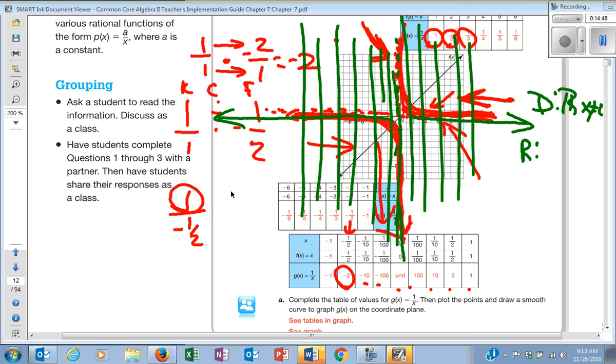And the same with the range. If I look up and down, does this thing ever stop going up? No. Does it ever stop going down? No. But there's one spot it jumps over. And so it would be all reals except y cannot equal 0. Alright?